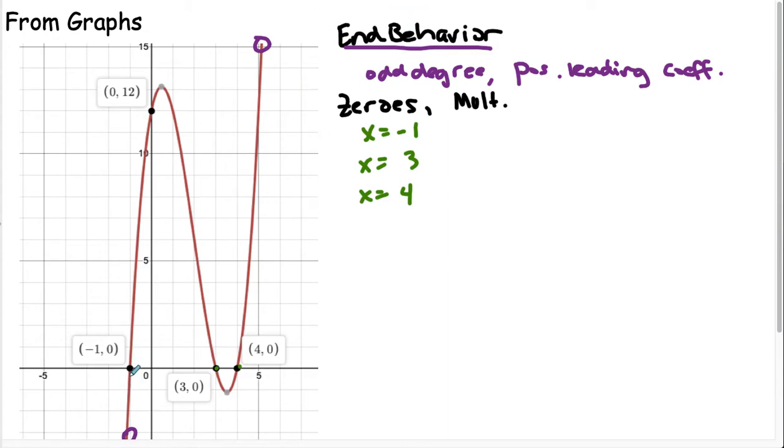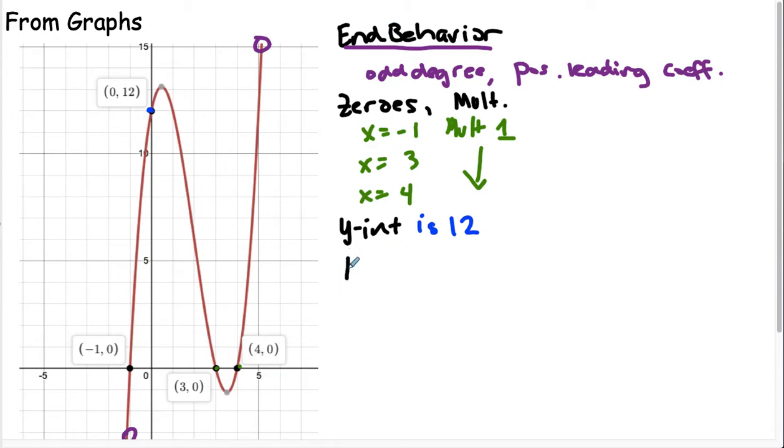It looks like it doesn't curve. It just goes through the x-axis, once here, and once here. So that means there are no repeated multiplicities, or I can say that the multiplicity is 1 for all of these zeros. The next thing I have to analyze is my y-intercept. My y-intercept here is this point. So the y-intercept is 12.